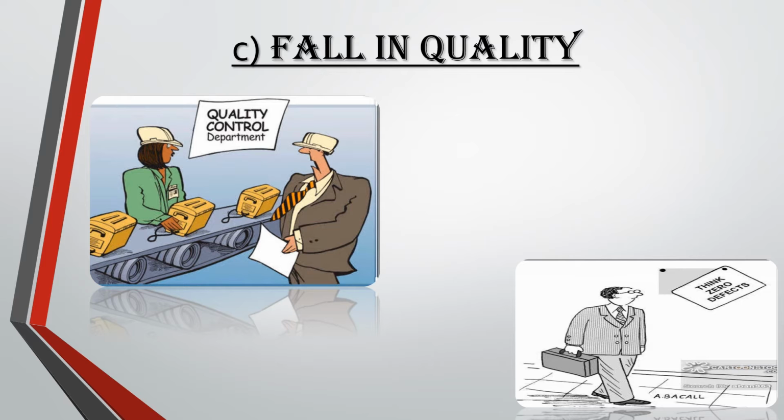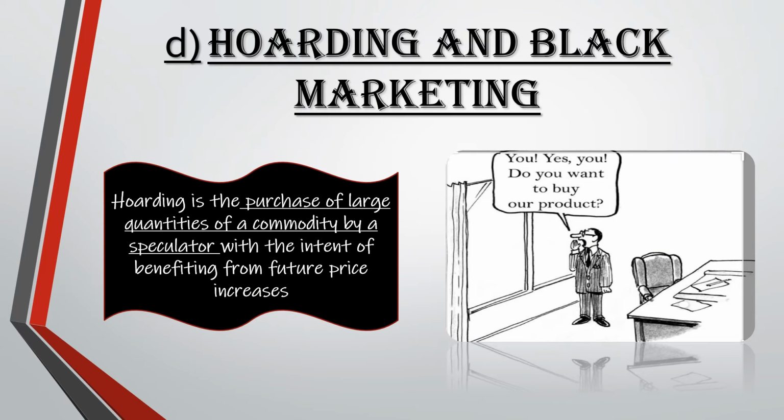So let's move to the next point, that is hoarding and black marketing. Before I explain this point, I would like to explain the meaning of hoarding. What is hoarding? Hoarding is the purchase of a large quantity of commodities by a speculator or by the producer with the intent of benefiting from future price increases.